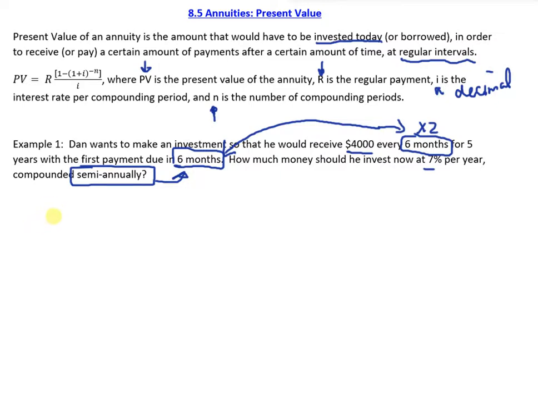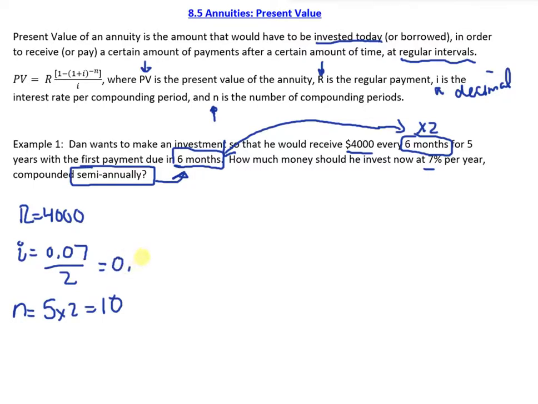He wants to receive $4,000. That's kind of like a pension, right? So the regular payment that he wants to receive is $4,000. The interest rate is 0.07, but it's twice a year. And the number of years is 5, but again, it's twice a year. So he's going to get 10 payouts, and 0.07 divided by 2 is 0.035, so 3.5% per payout. And then what we're actually looking for is the present value. How much does he have to give that insurer or that investment person so that he's able to do this?